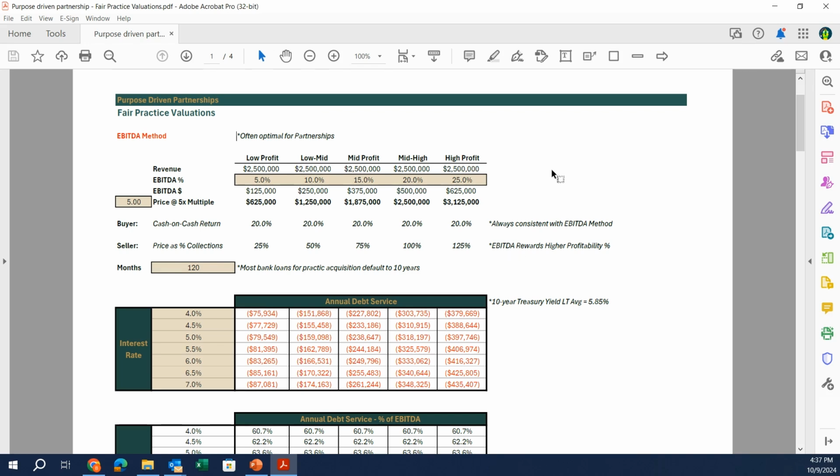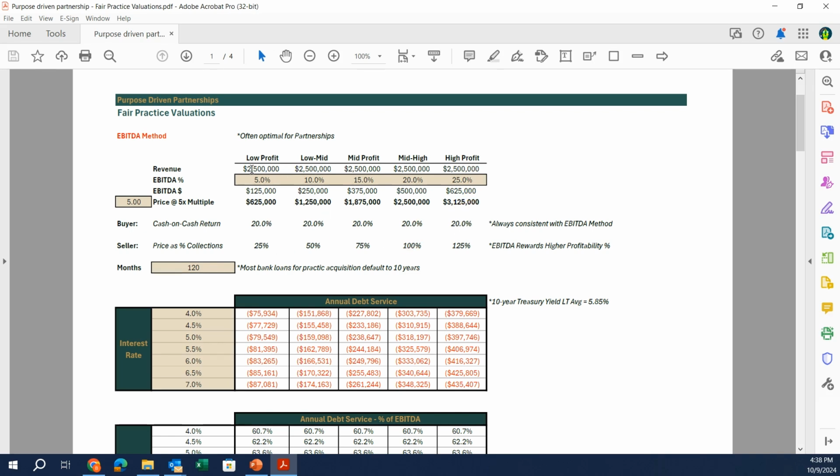To best demonstrate the approaches here, we're going to look at 5 different scenarios for the same practice, about $2.5 million in revenue, which again we think is in the ballpark for what most partnerships might be looking at in terms of total revenue, with EBITDA ranging from 5% at the low end to 25% at the high end. Hopefully you won't be dealing with the low end here, and we'll only be talking about more profitable practices, but for illustrative purposes, we want to walk you through that.